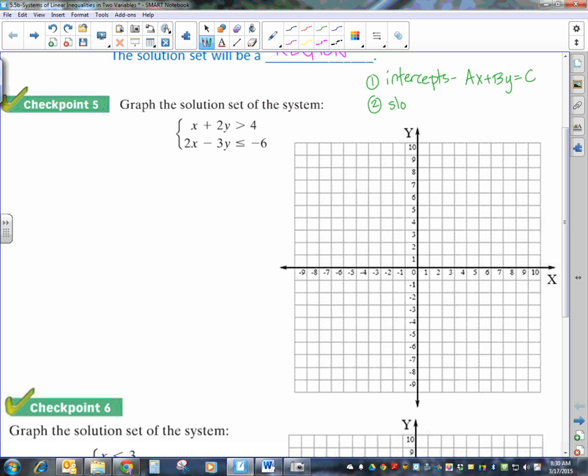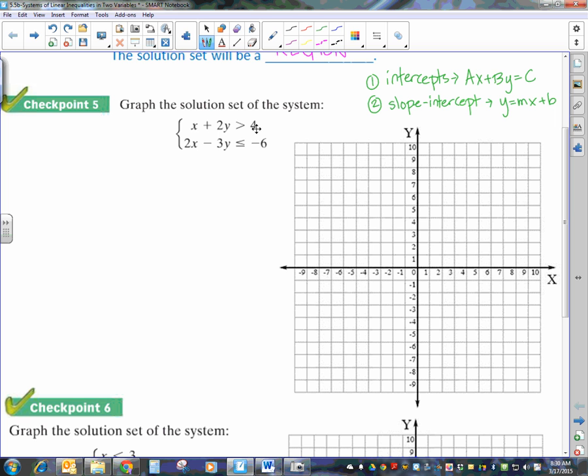Or we use the slope and the intercept, and that was when it was solved for y. So we had y equals mx plus b. Every time you look at a line, you want to decide which way is going to be the best way for you to graph it.